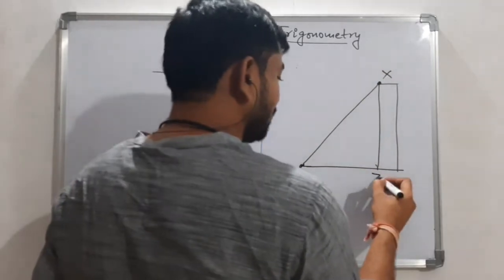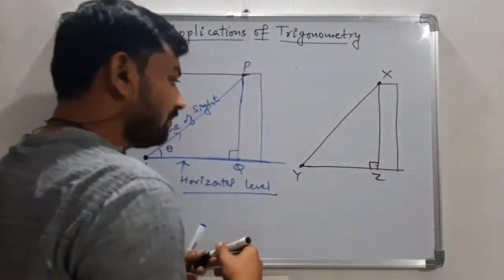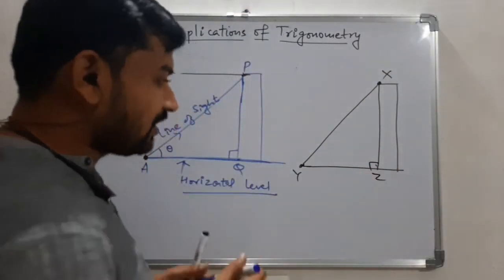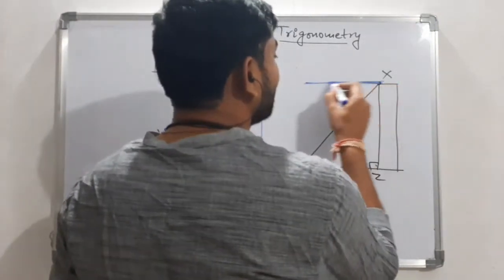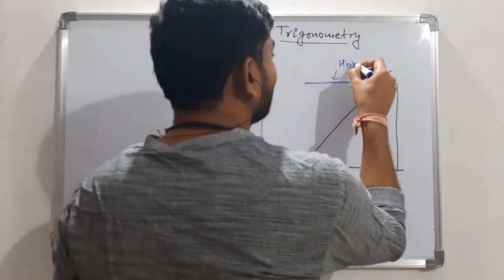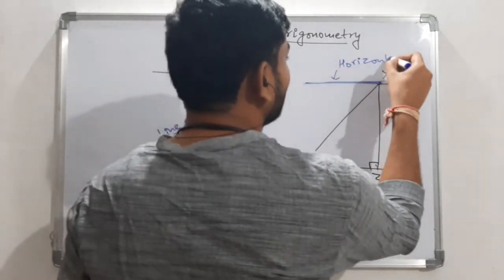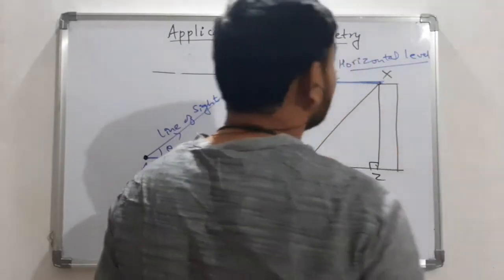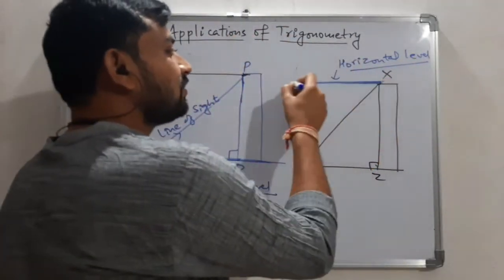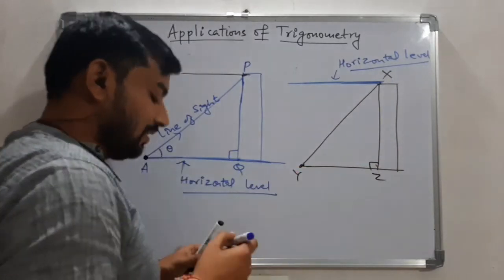This is y, and this one is z. Again the situation is same. Here now the horizontal level will be for this person from where we are watching, that point, that level will be taken as horizontal level. So for this person x, which is at x, the horizontal level will be a line which is parallel to the base, that is the earth.